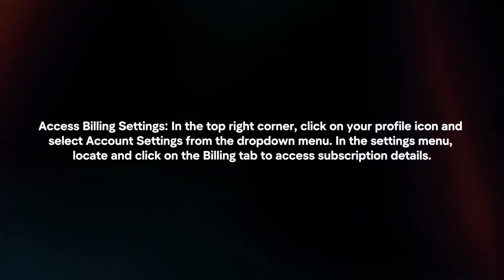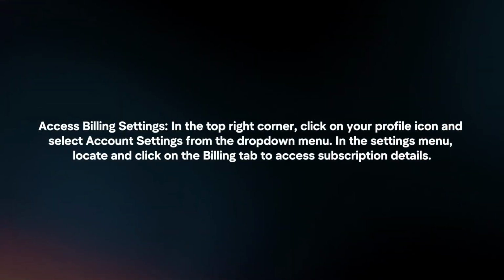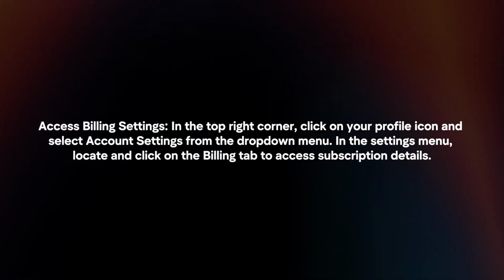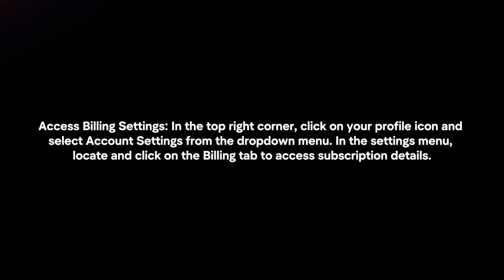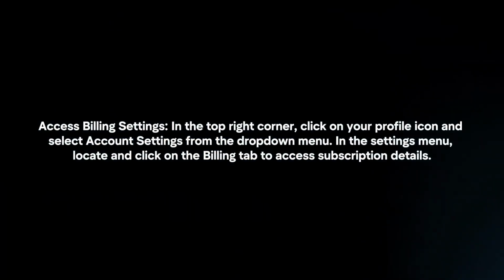Access billing settings. In the top right corner, click on your profile icon and select Account Settings from the drop-down menu. In the Settings menu, locate and click on the Billing tab to access subscription details.